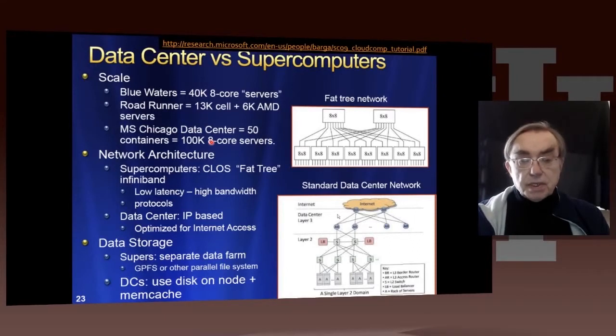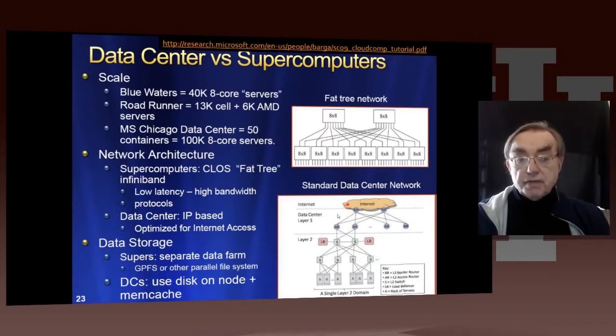The network architecture is pretty different. Supercomputers are optimized for bandwidth between nodes. Data centers are optimized for bandwidth to the internet, because clouds are connected to the internet. So data centers make a lot of use of in-memory caching, this memcache technology, which is an example of an in-memory database. Whereas supercomputers typically have a separate data farm and some methodology like GPFS, which is the parallel file system, to link the data farm to the supercomputer.